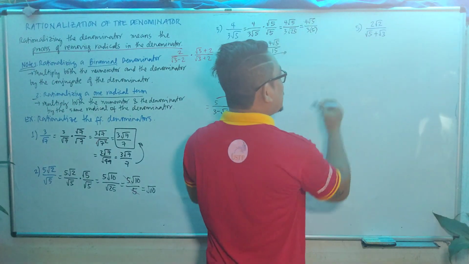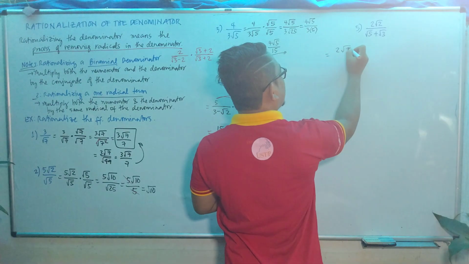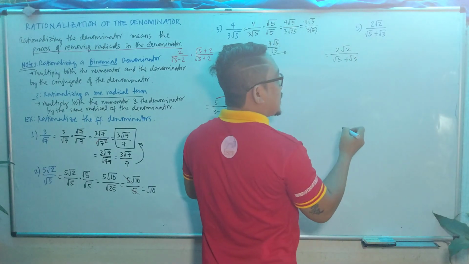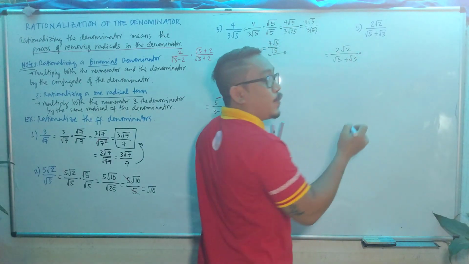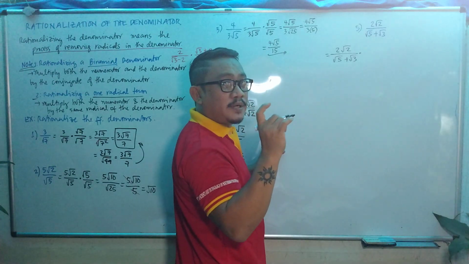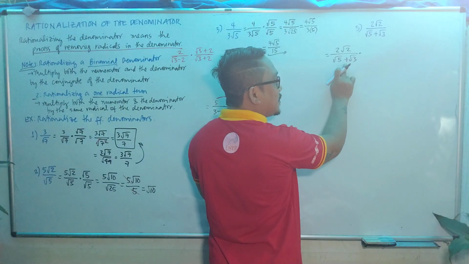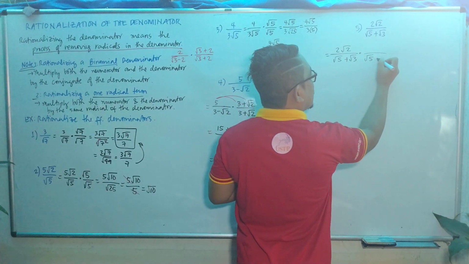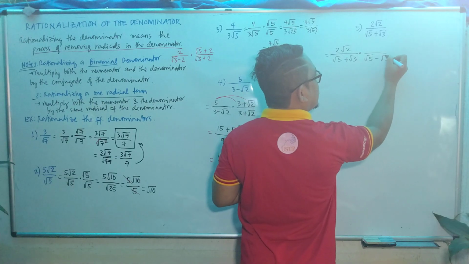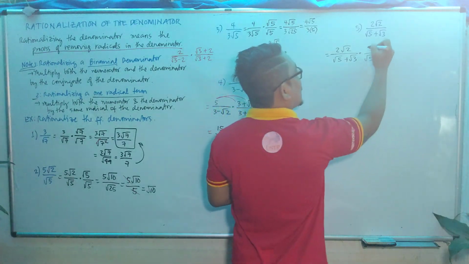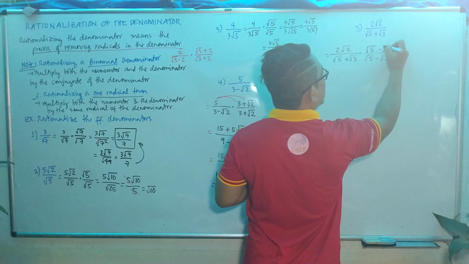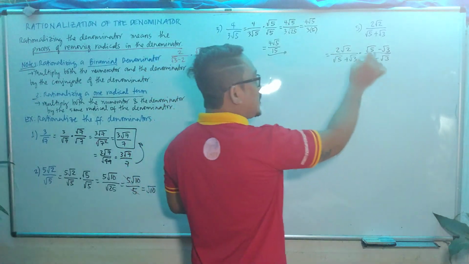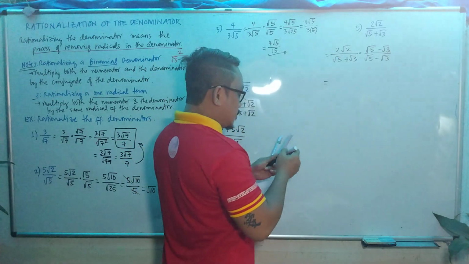Okay. So first, we just copy 2 square root of 2 over square root of 5 plus square root of 3. Then again, as I have said a while ago, we will multiply both the numerator and the denominator by its conjugate, the conjugate of the denominator. Since it is plus, its conjugate is minus. Is that clear? We multiply it in the numerator as well. So from here, we do now the multiplication.